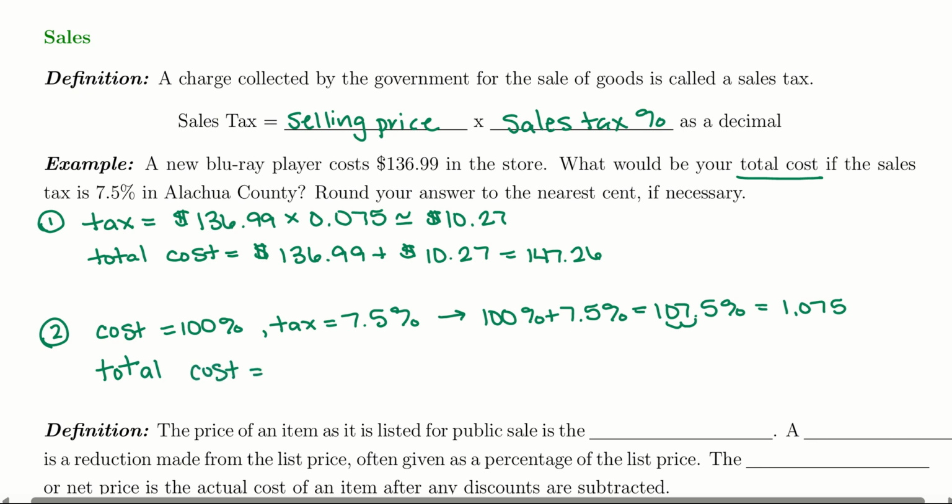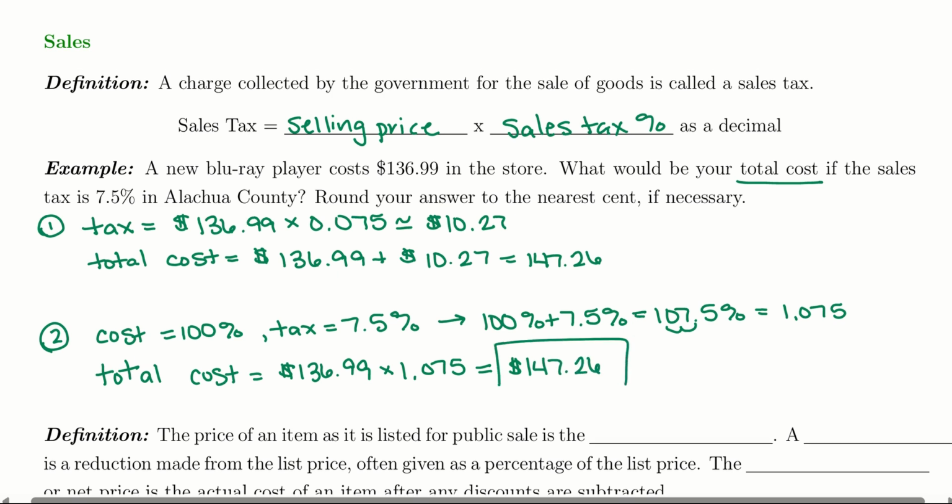to be the original cost, $136.99 times 1.075. This is taking into account the original price and the sales tax in that decimal, and you get the same answer, which is $147.26. Either of these methods work when you are asked to find a total cost including sales tax.